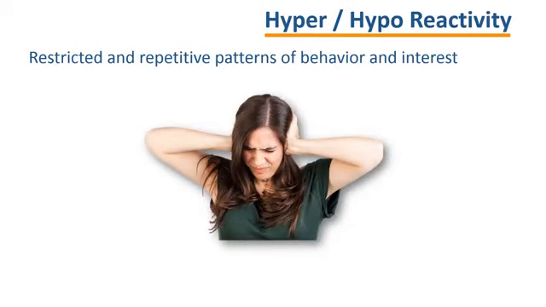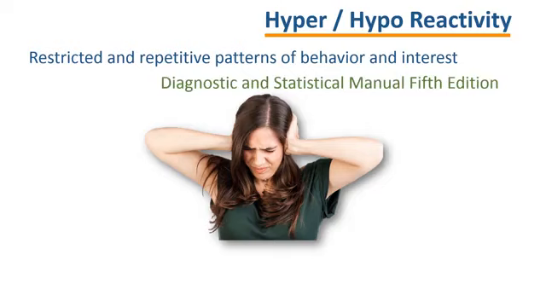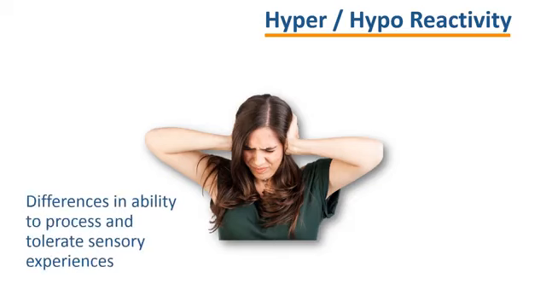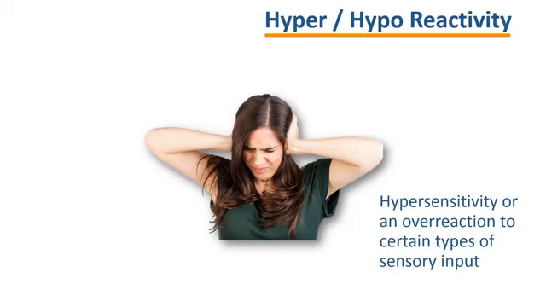Under the core area of restricted repetitive patterns of behavior and interest, in the Diagnostic and Statistical Manual, 5th edition, hyper and hyporeactivity to sensory input or unusual interest in sensory aspects of the environment is described. It has long been recognized that individuals on the autism spectrum have differences in their ability to process and tolerate sensory experiences. They may have hypersensitivity or an overreaction to certain types of sensory input.